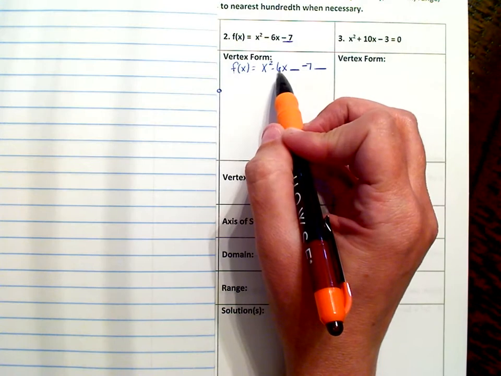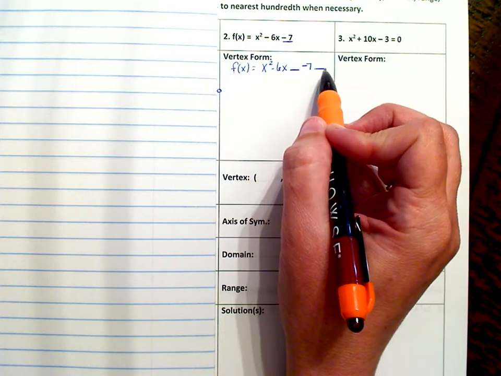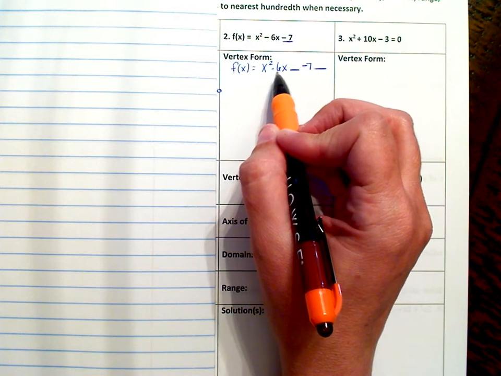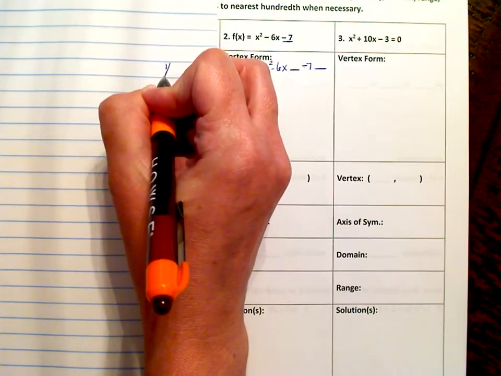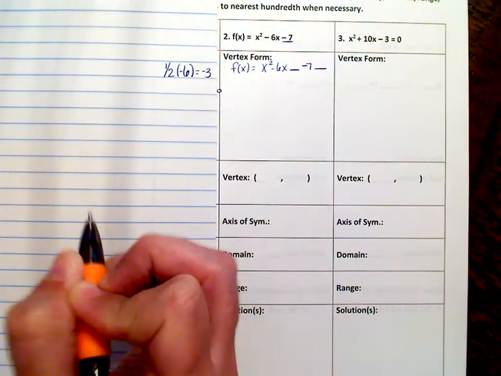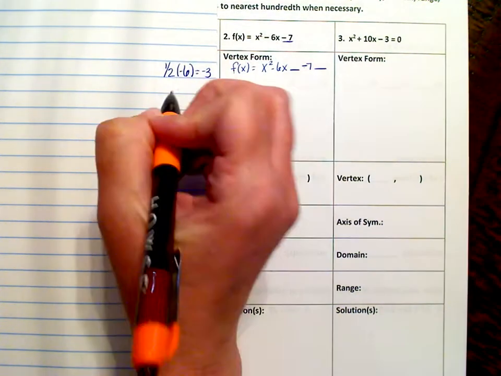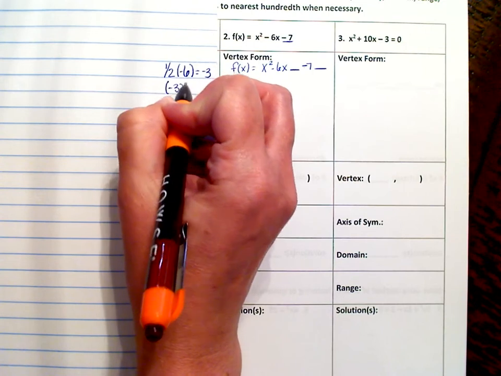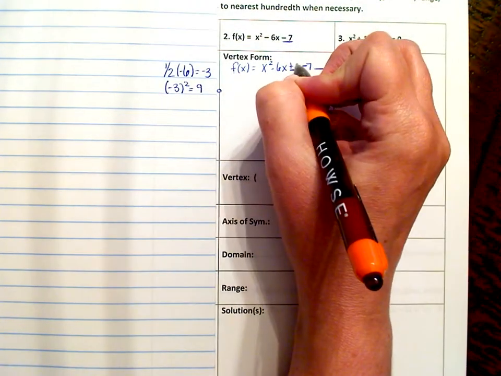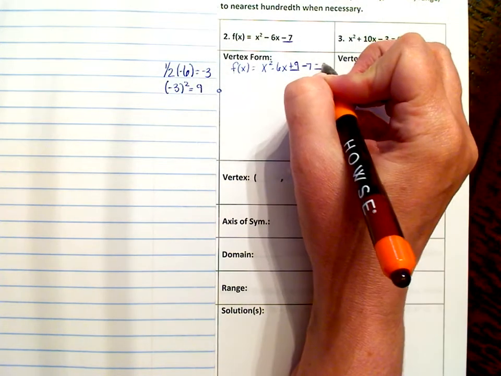So now we want to find what's going to go in the blank. To do that, we're going to take half of b. So we're going to take half of negative 6, which gives me negative 3. And then we're going to square negative 3, which gives me positive 9. So we're going to put a positive 9 here, and over here we're going to put a negative 9.